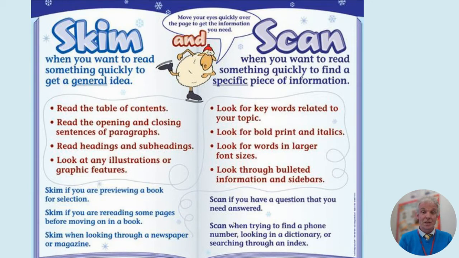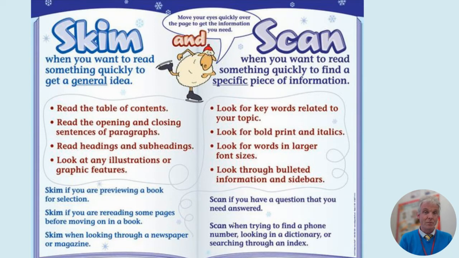So for skimming, things you might do are looking at the table of contents. If you look at that in a non-fiction book, you'll see what each part's about. If you read the first sentence of a paragraph or the last sentences, that will give you a clue what those are about. Subheadings and headings as well will give you a good idea. So you would use skimming if you're choosing a book, you might have a flick through, see whether that's of interest to you or not.